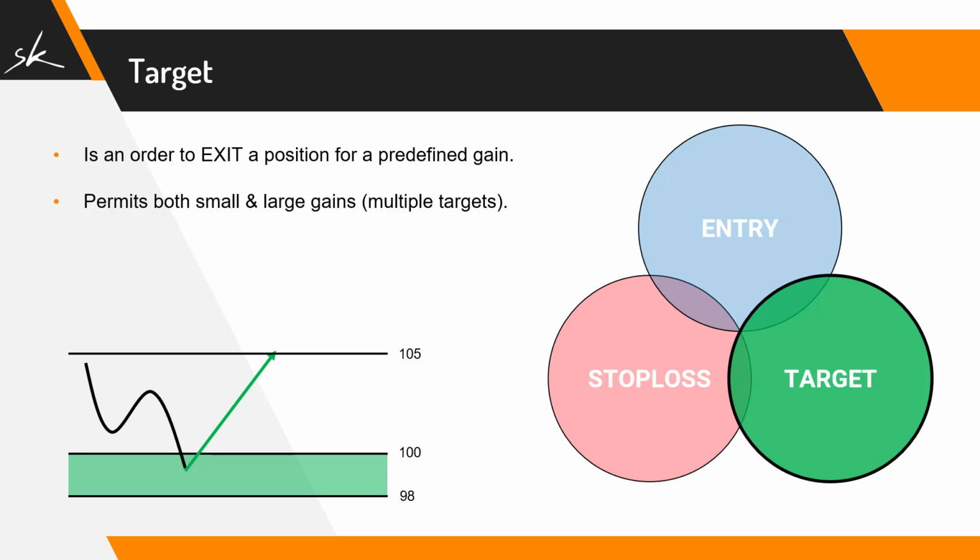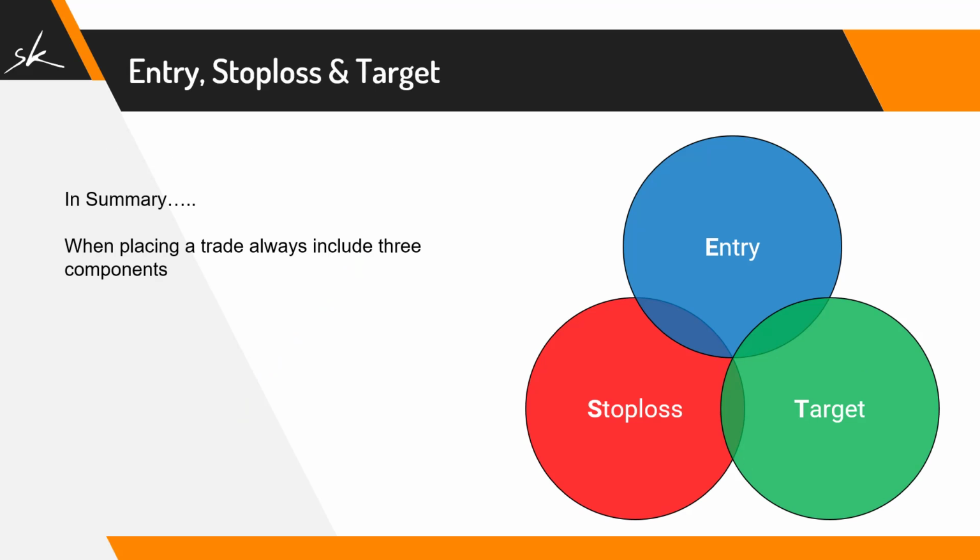We can also have multiple targets, because of which I can probably book 50% of my profits at 105 and the balance can be booked at 110. That is the reason having your targets can permit both small gains and large gains. If you're exiting your complete position at one single price, it can be a small gain, but if you're exiting at multiple targets, you can have larger gains.